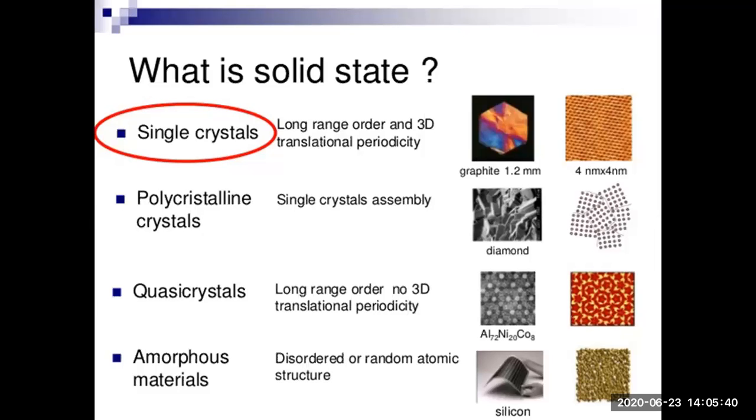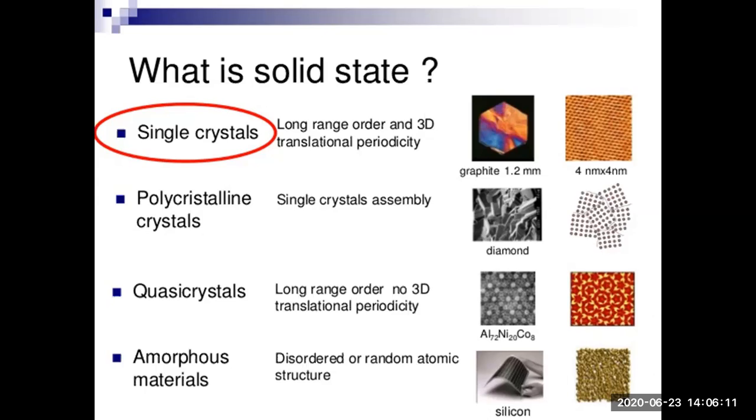Now let's see what next is. Single crystals have long-range order and 3D translational periodicity. Polycrystalline crystals are single crystal assemblies. Quasi-crystals have long-range order but no 3D translational periodicity. Amorphous materials have a disordered or random atomic structure. So what we can say is that all these things are about the texture.